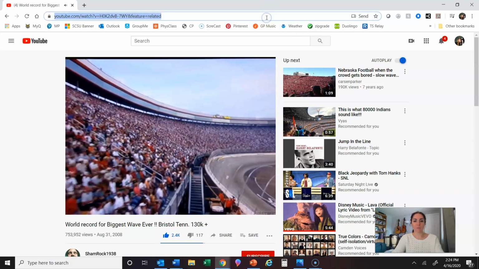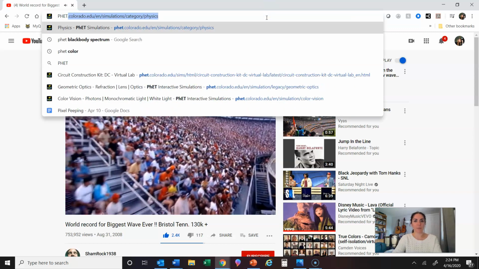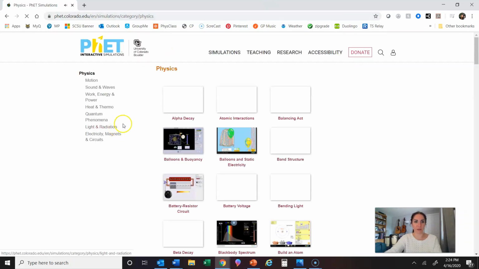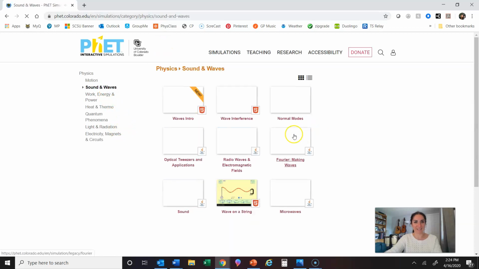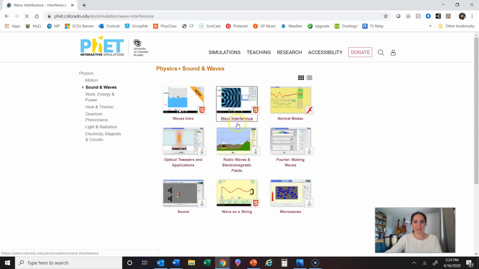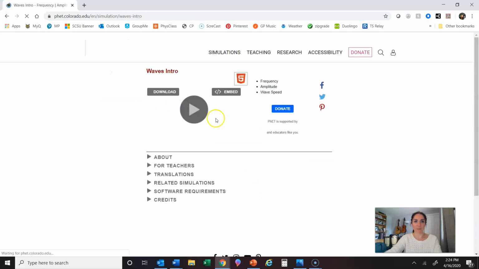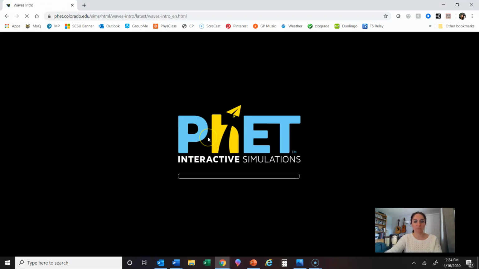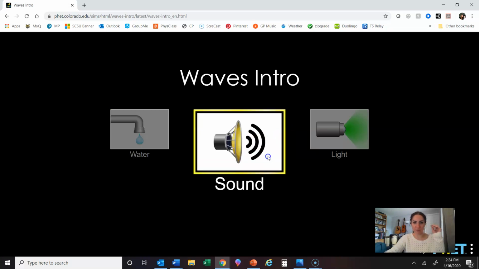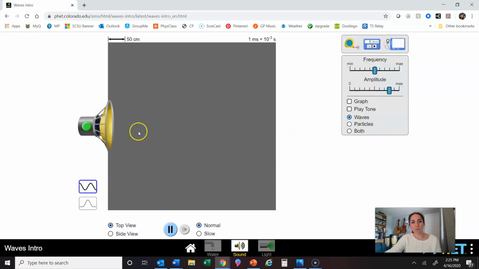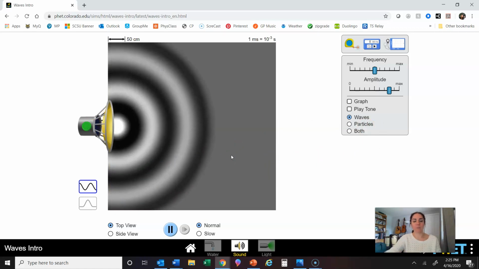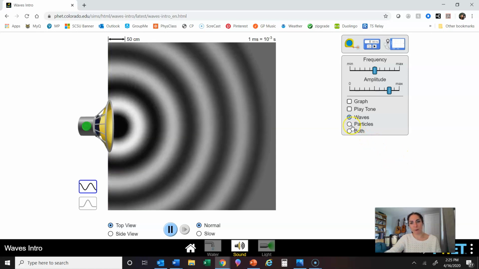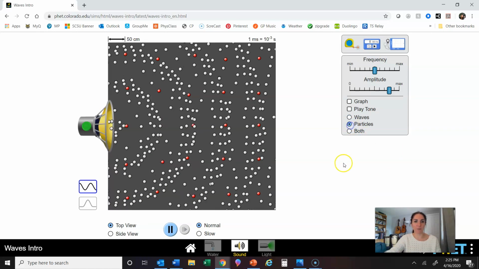Let me show you another really good example. I think all of you are loving PhET by now. Maybe, maybe not. I want this one. So one thing that's really helpful, I'm going to go to sound specifically. I'm going to let the speaker create a wave, and I'm going to use the particle mode. Watch this, it's really cool.